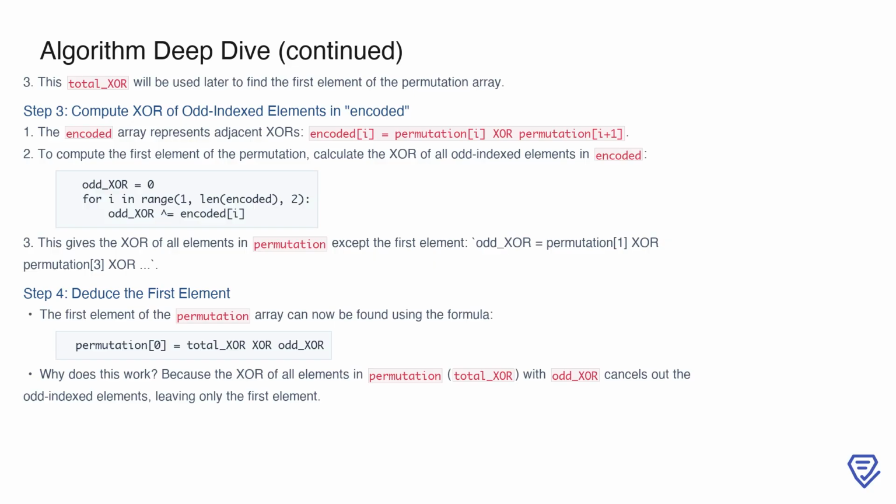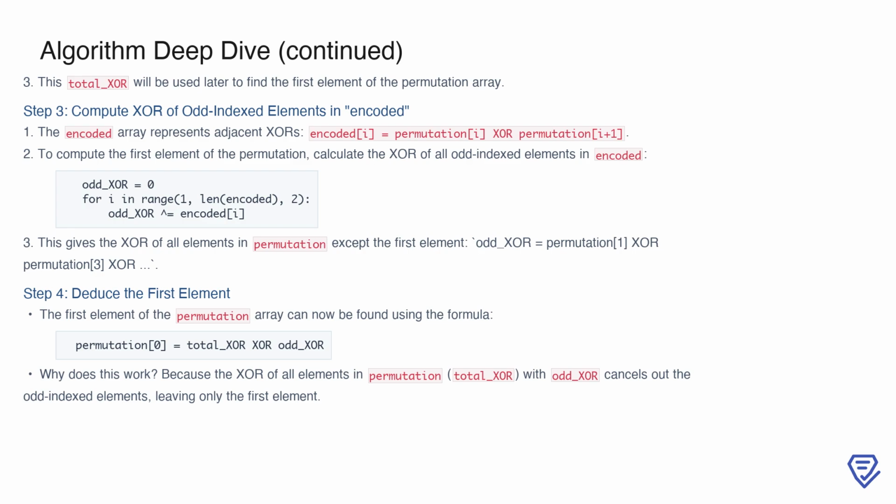The goal here is to isolate the first element of the permutation. To do this, we calculate the XOR of all odd-indexed elements in the encoded array. Why odd indices? Because the encoded array represents the XOR of consecutive elements in the permutation array, and by isolating the odd indices, we effectively extract the XOR of all odd-positioned elements in the permutation array, excluding the very first element.